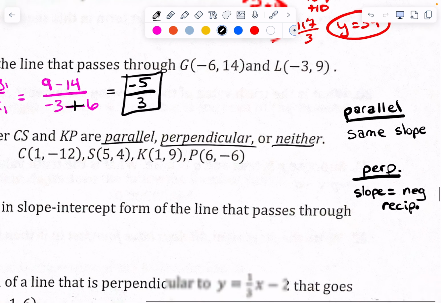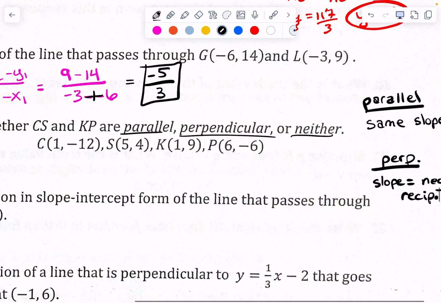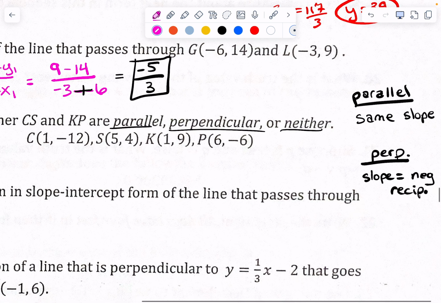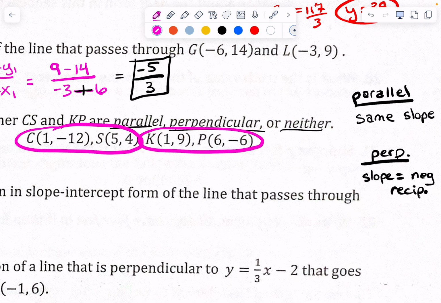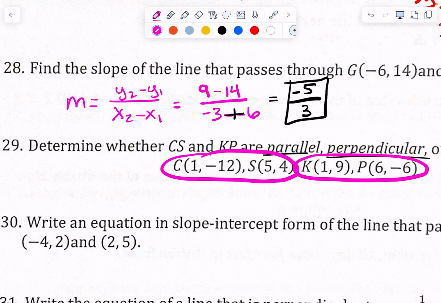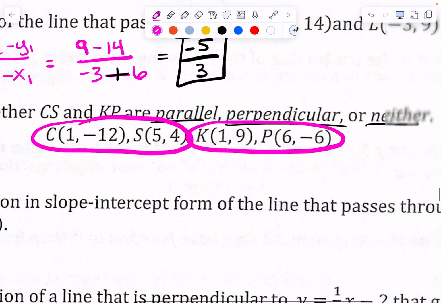Okay, so that's what I'm doing on this one. CS is forming a line, and these two are forming a line, and I have to find out whether those two lines are parallel, perpendicular, or neither. So I just have to do the slope, just like what we did in 28. We have to do it twice, though, right? So slope, M over here. If you want to be specific, you can go M of CS. That's the line.